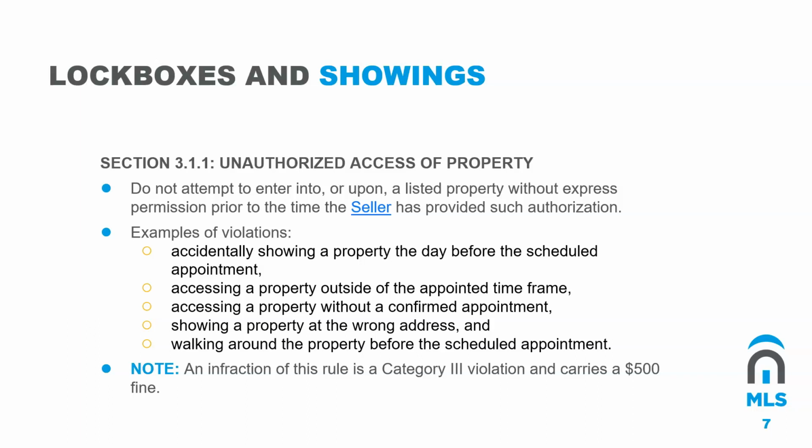Examples of violations include accidentally showing a property the day before the scheduled appointment, accessing a property outside of the appointed time frame, accessing a property without a confirmed appointment, showing a property at the wrong address, and walking around the property before the scheduled appointment. An infraction of this rule is a Category 3 violation and carries a $500 fine.